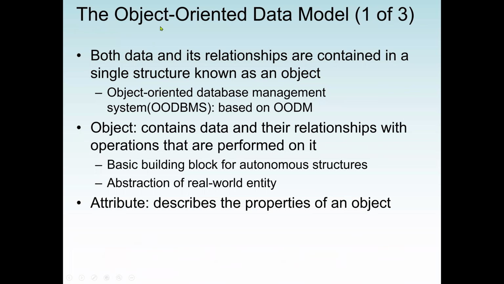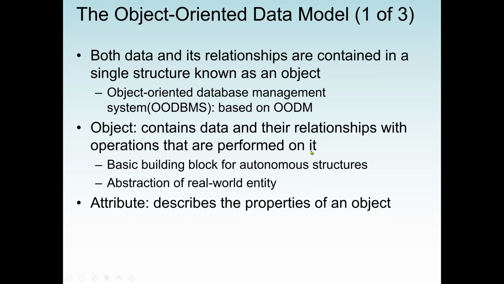So we talk about object-oriented data modeling. Here we say both the data and its relationships are contained in a single structure known as an object. So in object-oriented programming, we know we have a class. A class normally consists of the data members and the methods that are going to be performed on that particular class. So object-oriented database management is based on, again, the object-oriented concept. So an object contains the data and their relationships with operations that are performed on it.